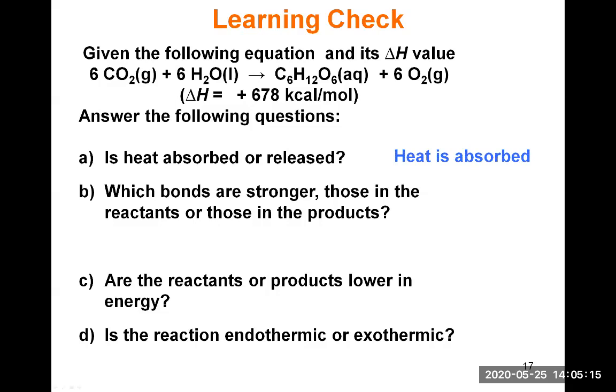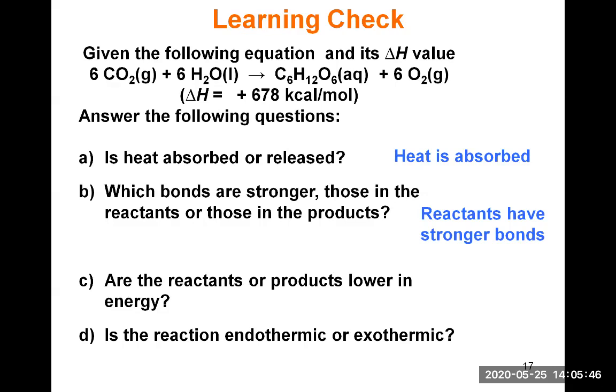So which bonds are stronger, those in the reactant or those in the product? If you need to provide this energy, that means your product will have more energy than the reactant, right? So you will end up with product with higher energy, which means weaker bonds. So the bonds in the reactant are stronger because you need a lot of energy to break them.